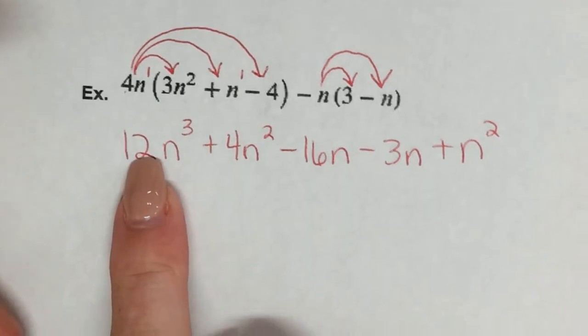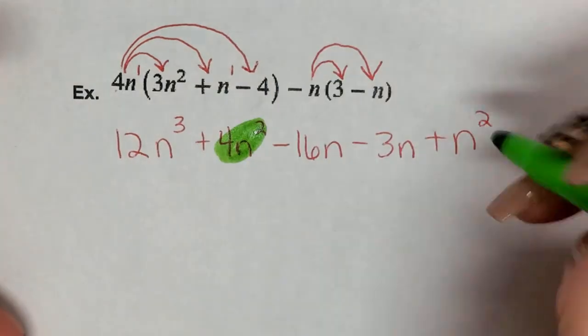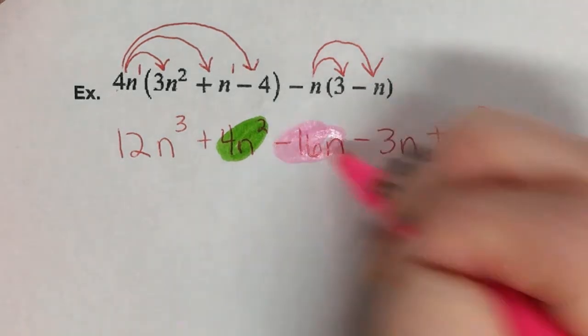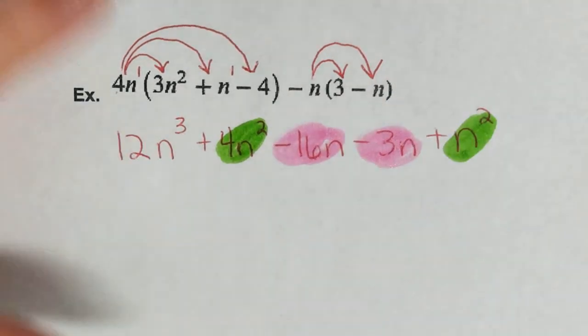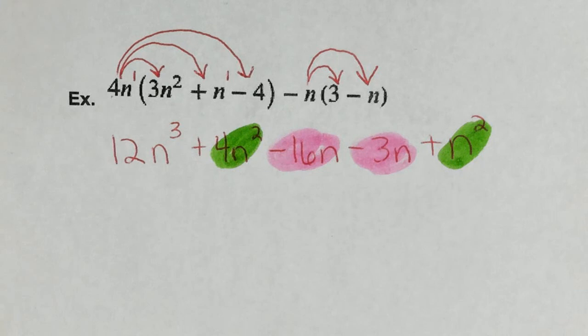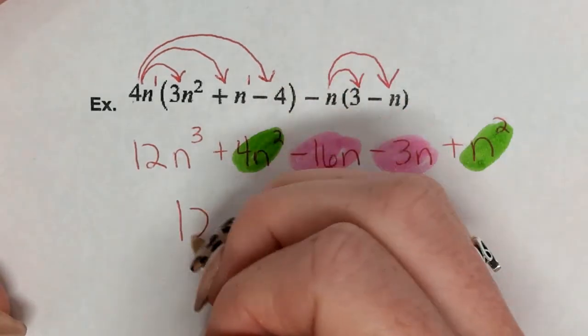N to the third, is there anything to combine it with? No. But n squared can be combined with n squared, and regular n can be combined with regular n. Now this is where you would write it from greatest to least or least to greatest. What's the biggest exponent? Yeah, this one, so it would go first.